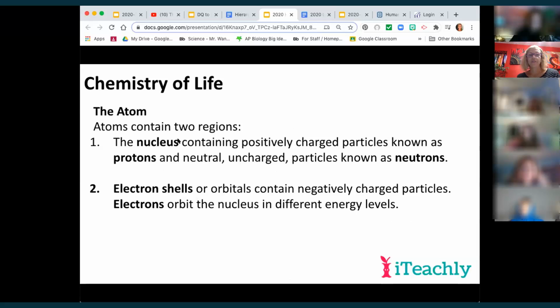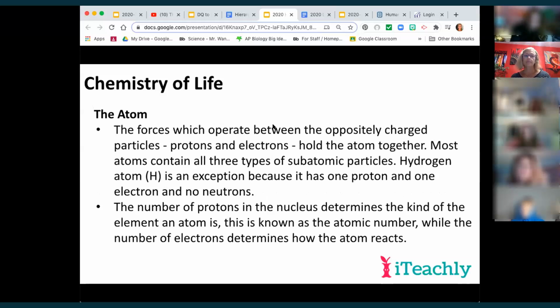So you want to know that the nucleus contains the protons and the neutrons. Protons are positive and neutrons are neutral. The electrons are outside. They have a negative charge. So the protons and the electrons have a magnetic attraction. So that is what's going to hold the atom together. So the positive is attracted to the negative, so it pulls the outside to the inside. So the force which operates between the opposing charges holds the atom together.